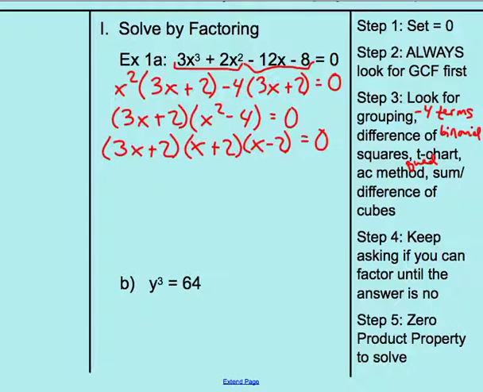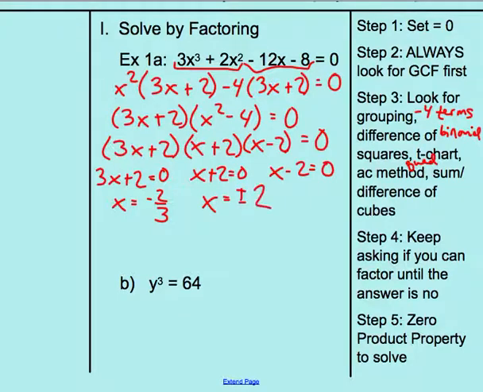So remember, we've got 3x plus 2 times x plus 2 times x minus 2. So that means at least one of those terms has to equal 0 if we are multiplying to 0. So we set each piece equal to 0 and solve for x. So on our first one, subtract 2, divide by 3. Second one, I'm combining the second 2 answers. Our second one, we would subtract 2 to get a negative 2. And our third one, we would add 2 to get a positive 2. So we've got plus or minus 2 from those last 2 answers.